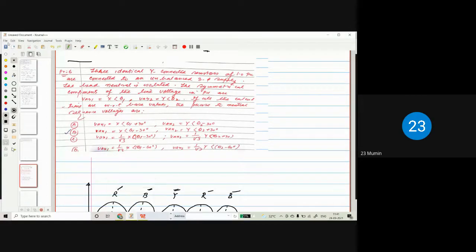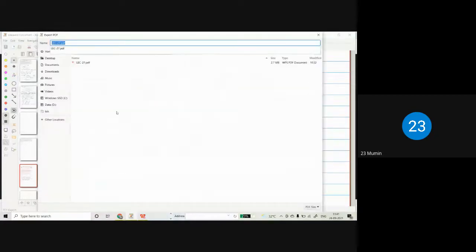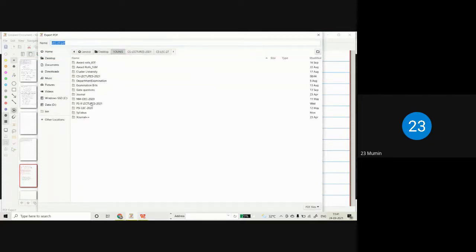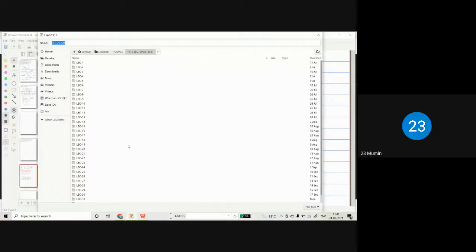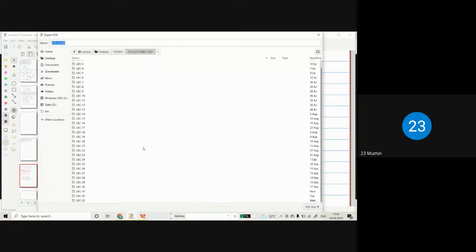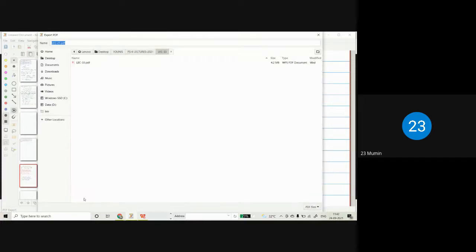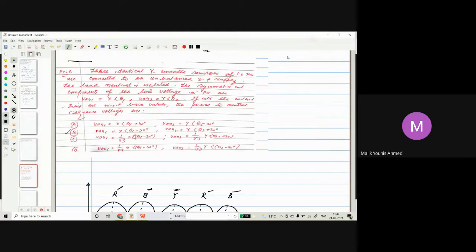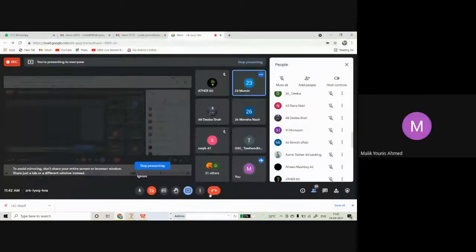Okay, Moomin, you can send me the log now. Yes, sir. Okay, you can leave in a moment, no problem.